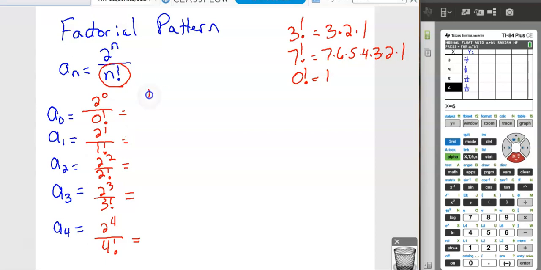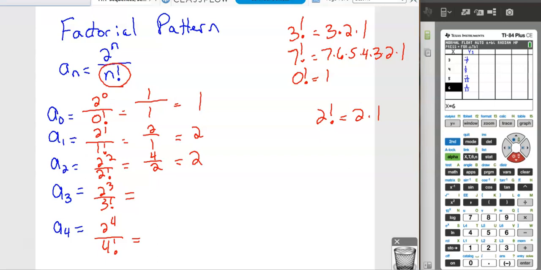So anything to the first power is 1. 0 factorial is just 1 by definition, so the answer is 1. So the first number in the sequence is 1. Here, 2 to the first is 2. 1 factorial is just 1, so the answer is 2. So the second number in the sequence is 2. 2 squared is 4. 2 factorial, again, is 2 times 1, so that would be 2. So the next number in the sequence would be 2.